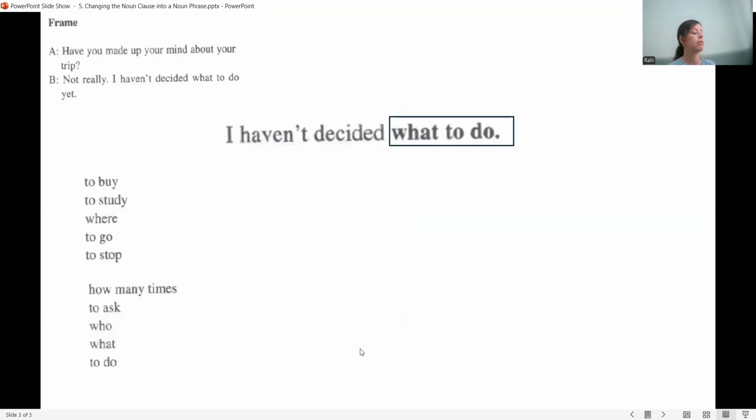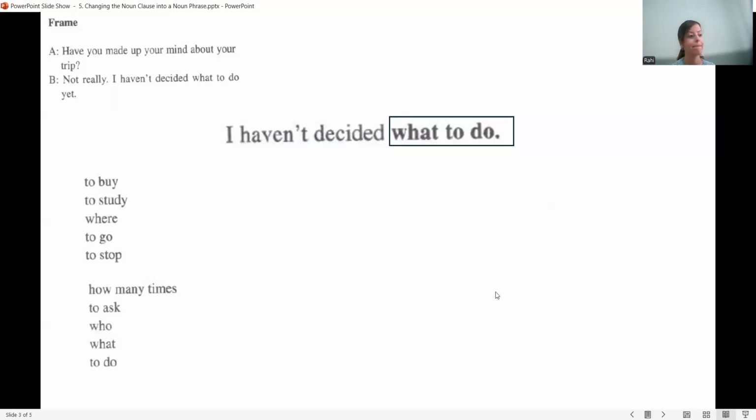Let's do some exercises. Here you're going to substitute this phrase what to do with the following words. You can pause the video, say the sentences out loud, and then check with me and see if you have responded correctly. The frame is this: have you made up your mind about your trip? Not really, I haven't decided what to do yet. The main noun clause was something like this: I haven't decided what I should do yet. So I and should are omitted, and then we added to instead. Let's substitute this part. I haven't decided what to do.